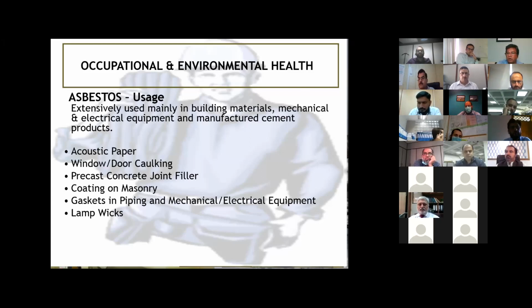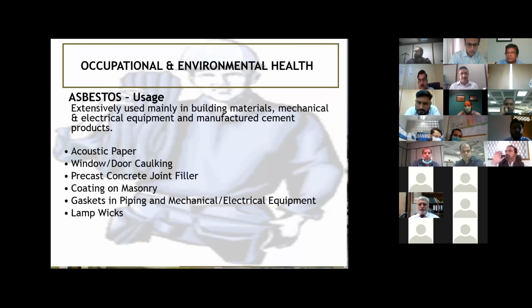Window, door, caulking, where the ceiling comes. I think I mentioned last time that we have never seen it mixed with concrete, because concrete has enough properties of its own. But when they joint precast concrete panels, they use this as a filler material. Coating on masonry walls. Gaskets. Gasket between flanges, gasket in mechanical equipment, electrical equipment.